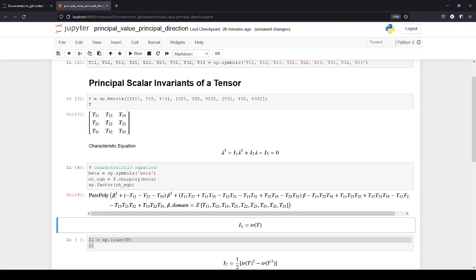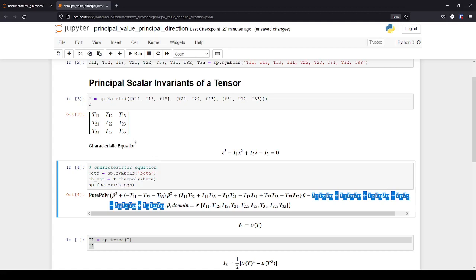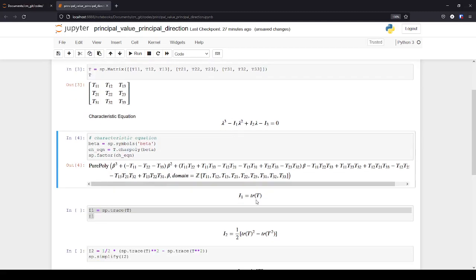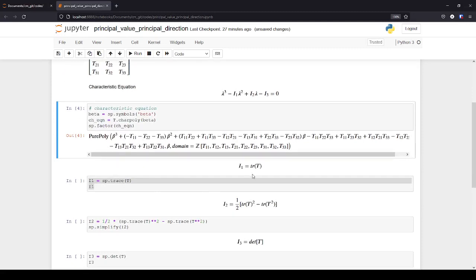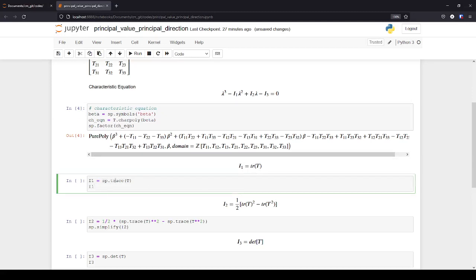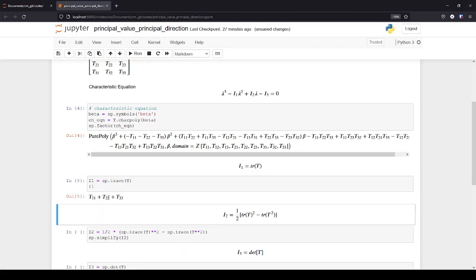So I have beta instead of lambda, so I have beta cubed plus, if I factor out this minus, the trace of the tensor as the coefficient of beta squared. And then I have this expression here, as we already mentioned in the notes, and it is equation 2.25.3 of the book, which is the coefficient for beta, and the rest is basically the determinant of the tensor, which is the same as the determinant of the matrix. So if we want to calculate the invariants separately, we have I1, which was the trace. If I do this by sp.trace, the trace method, I will have T1 plus T2 plus T3, which is basically the trace of T.